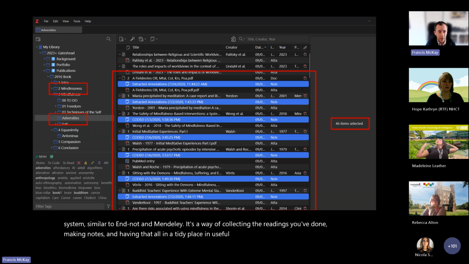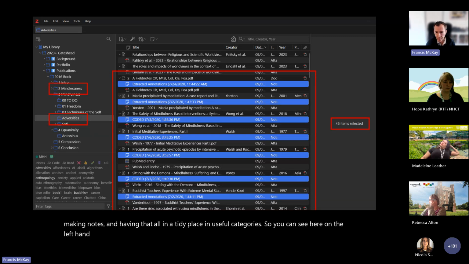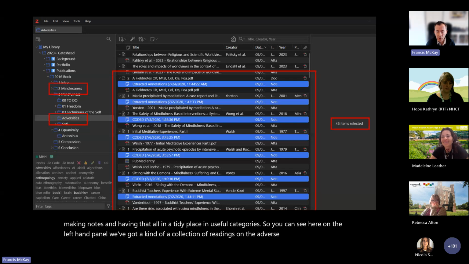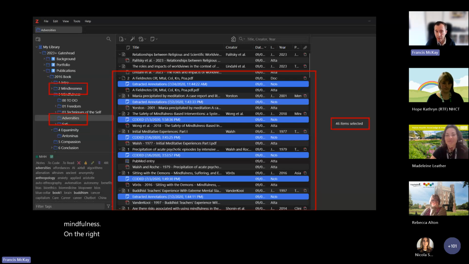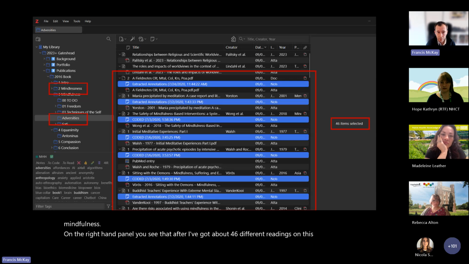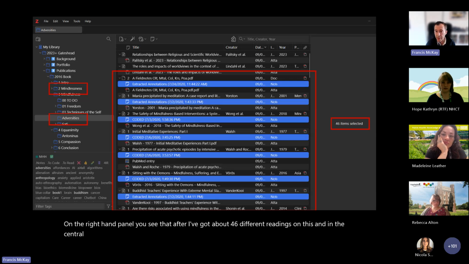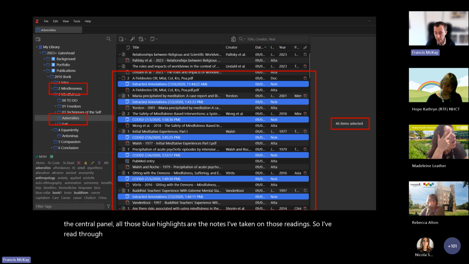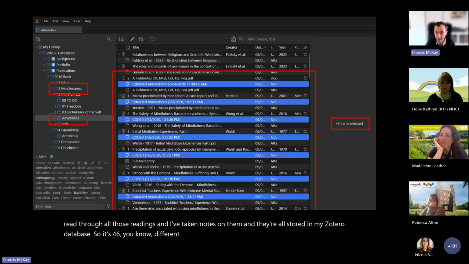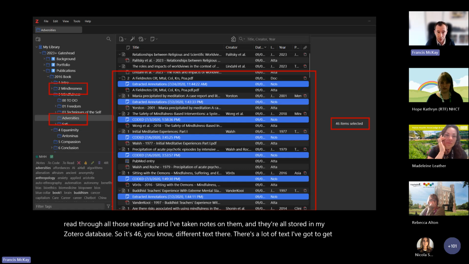So you can see here on the left-hand panel, we've got a collection of readings on the adverse effects of mindfulness. On the right-hand panel, you see that I've got about 46 different readings on this, and in the central panel, all those blue highlights are the notes I've taken on those readings. So I've read through all those readings and I've taken notes on them, and they're all stored in my Zotero database. So there's 46 different texts there. There's a lot of text I've got to get through to try and synthesize my own understanding of it.